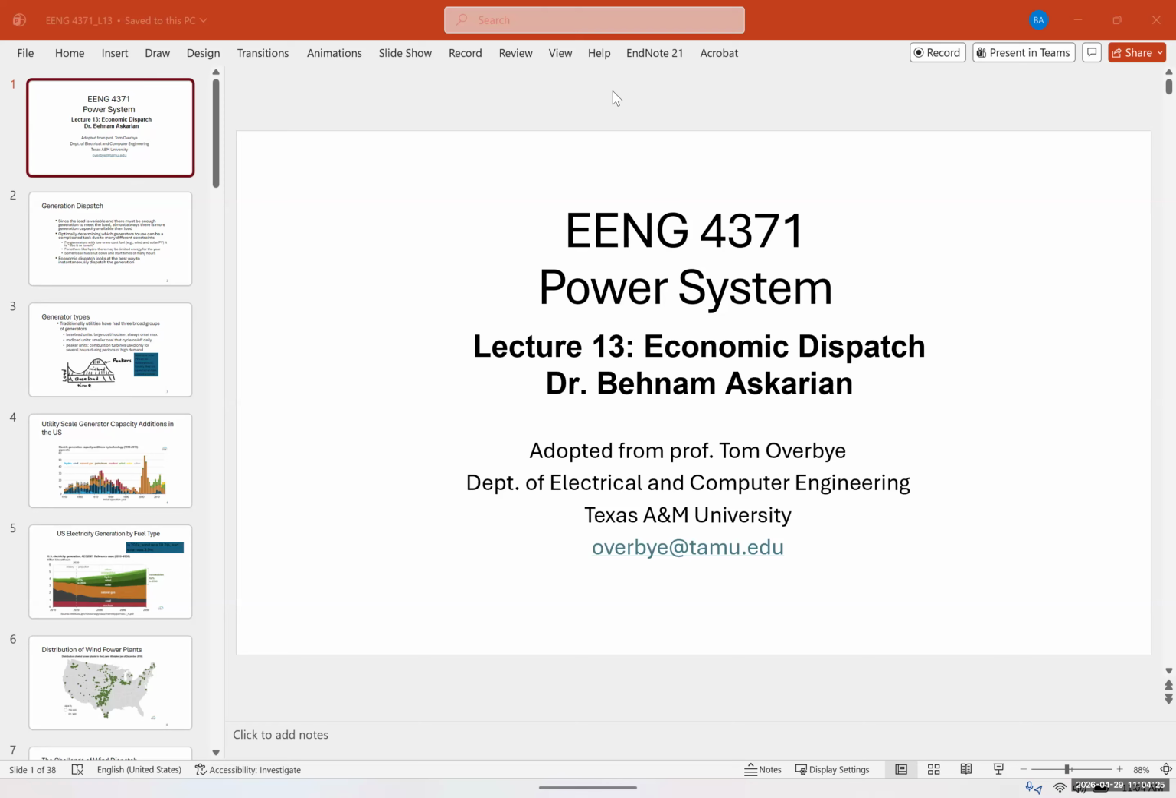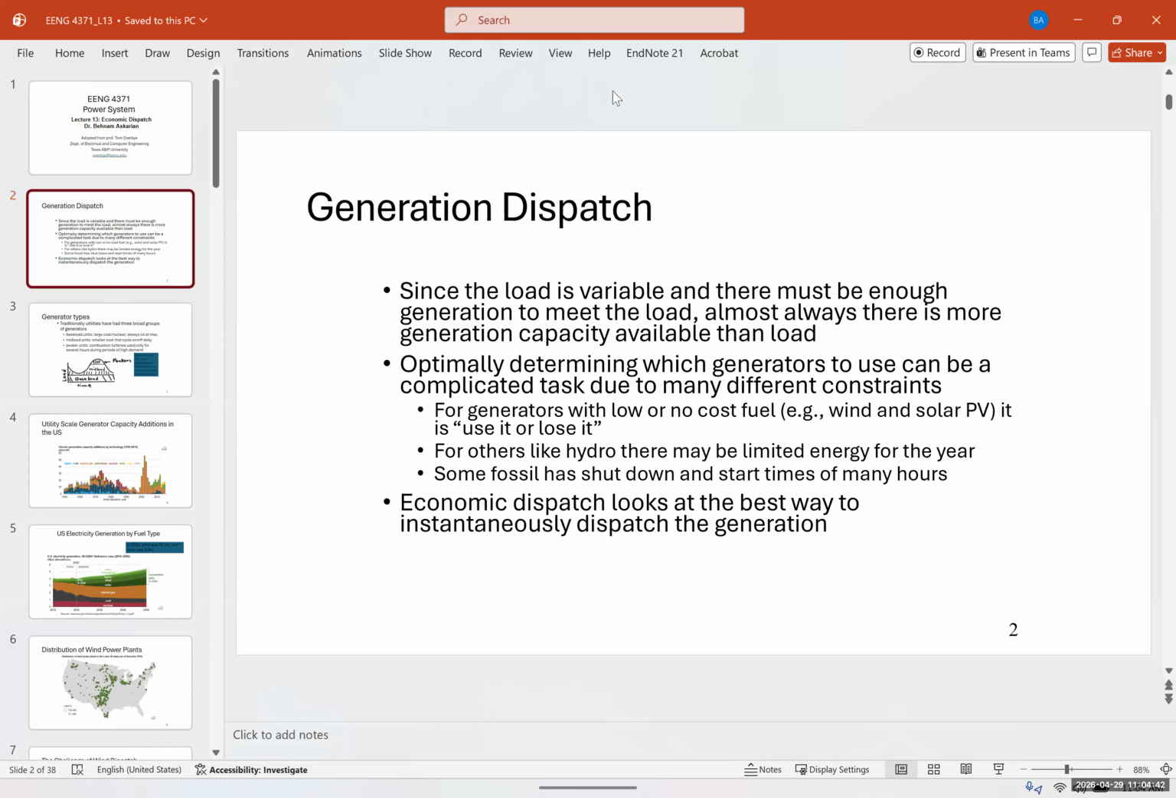Also, we will solve some problems using both a direct method and an iterative method called the lambda iteration. So let's get started with today's class. So the first thing is, why do we need to think about dispatch at all?